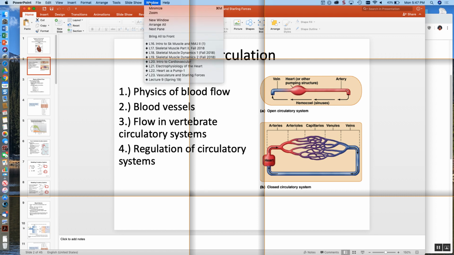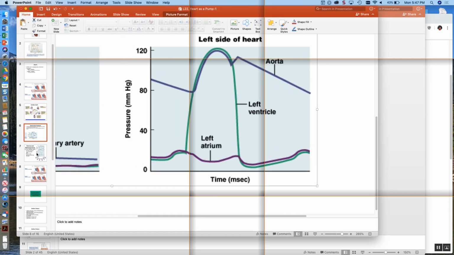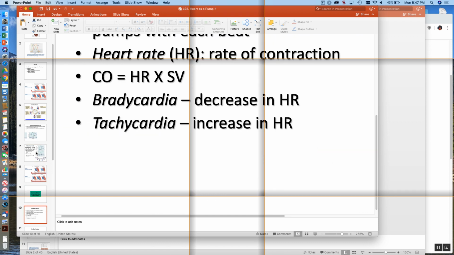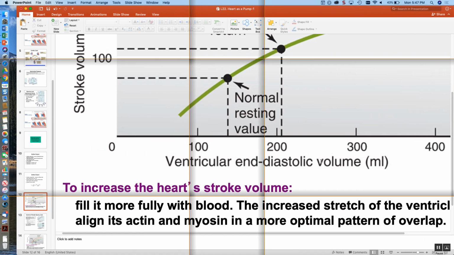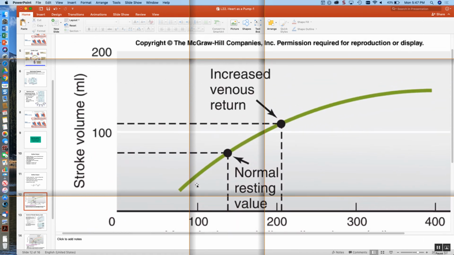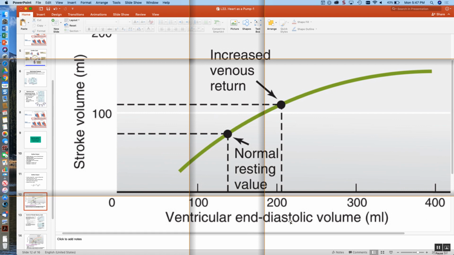Question I also got was, okay, so we already talked about preload. With preload, remember, as you increase the end diastolic volume, that's the amount of blood that's forced into the ventricle, you stretch the heart towards optimal length and you can get a greater stroke volume.